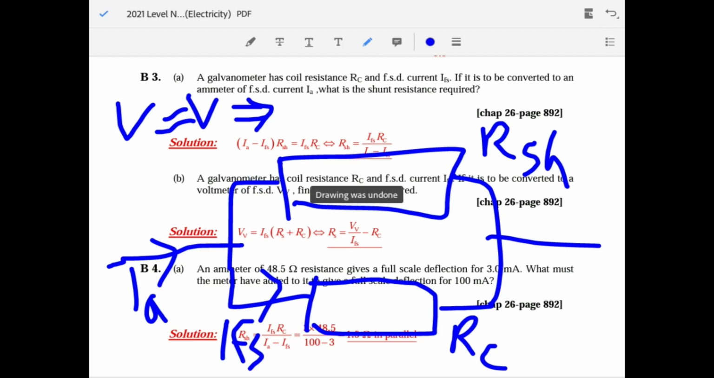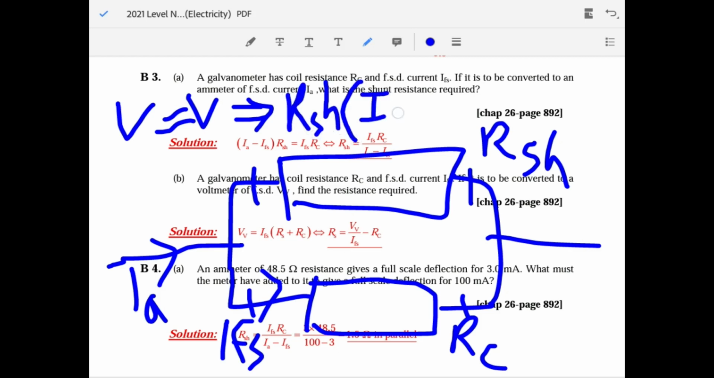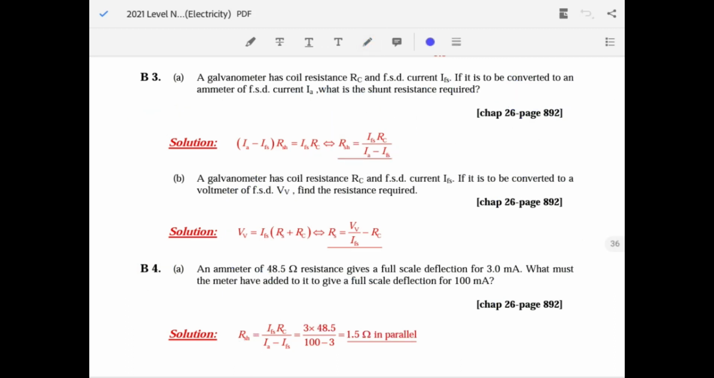Now we know that the voltages are equal across these points, so V is equal to IR. For the shunt, R shunt times IA minus IFS, because of the junction rule. You have this IA, and it splits into two, IFS and the other branch. So this is equal to the voltage on the other side, which is IFS times RC. To calculate R shunt, you just divide by IA minus IFS, and then you get this. If you forget the formula during the exam, you can just say, oh, it's parallel, so you can derive it.